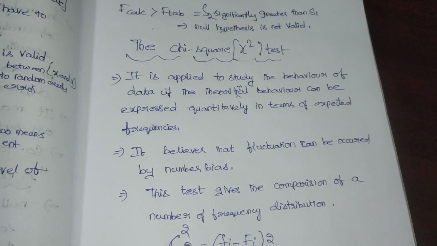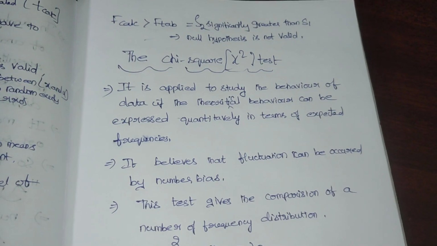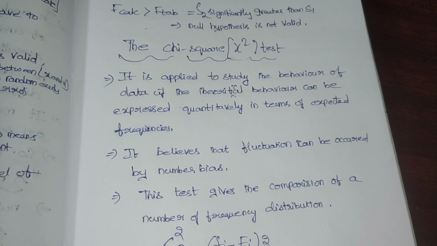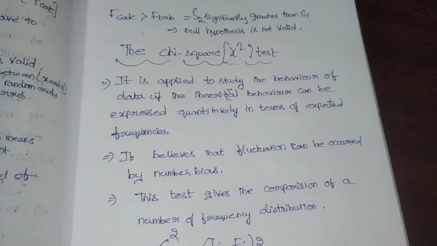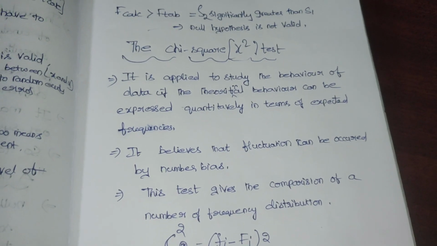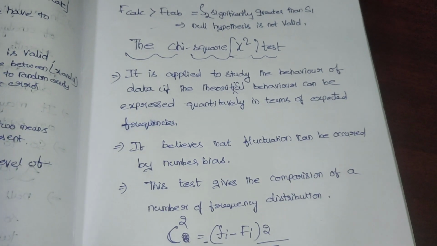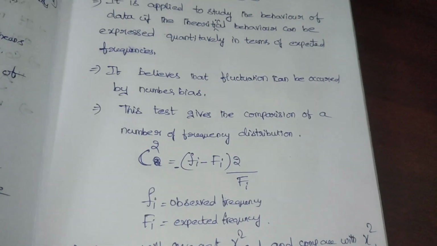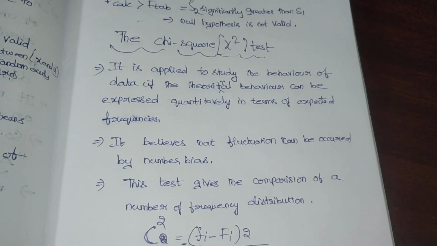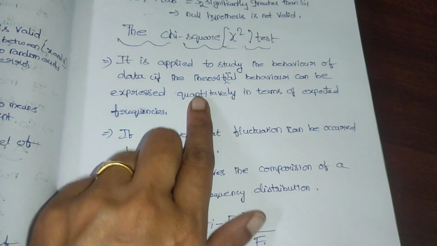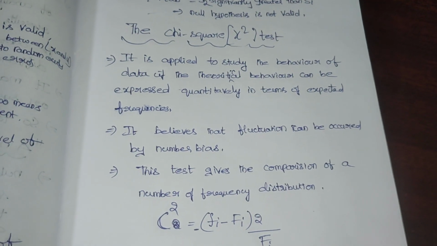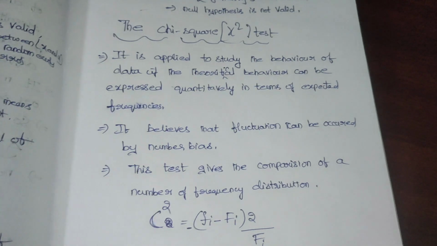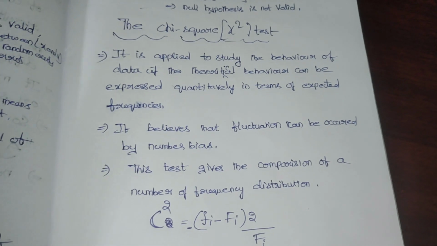Then next is the chi-square test. It is applied to study the behavior of data if the theoretical behavior can be expressed quantitatively in terms of expected frequencies. Here we will take frequencies. We will expect some frequency and compare it with the observed frequency. Whatever data we take, we observe some frequency, and this is compared with the expected frequency, how much frequency we want.